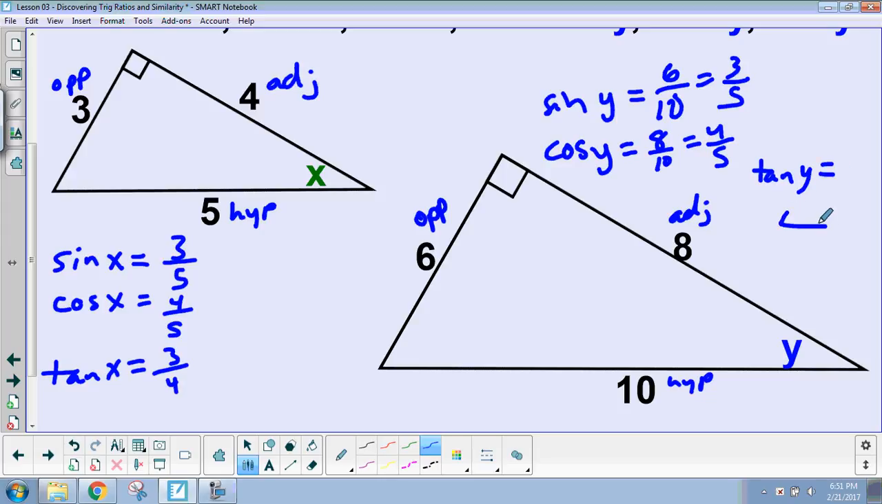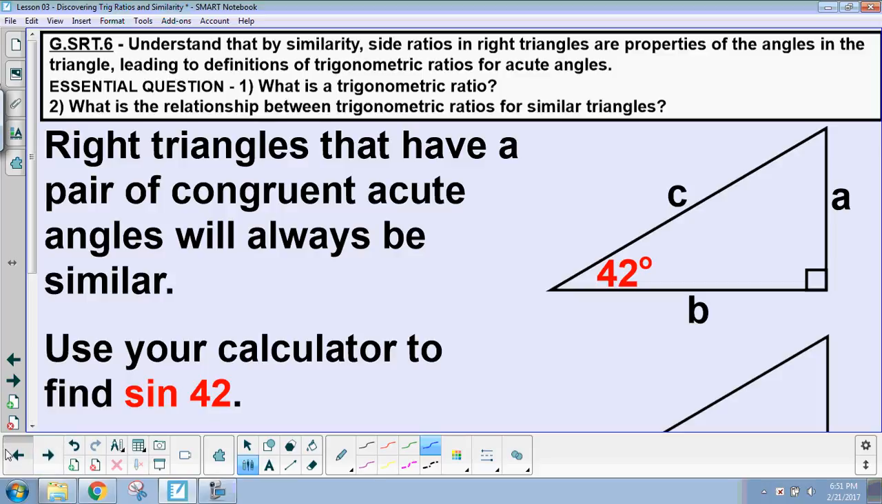Is going to be 6 over 8, but that reduces to 3 over 4. The fact that these trig ratios are the same means x and y are the same angle. These triangles are similar. Okay? Let's try another one. So, as far as proving these triangles are similar, we use the trig ratios to discover that.